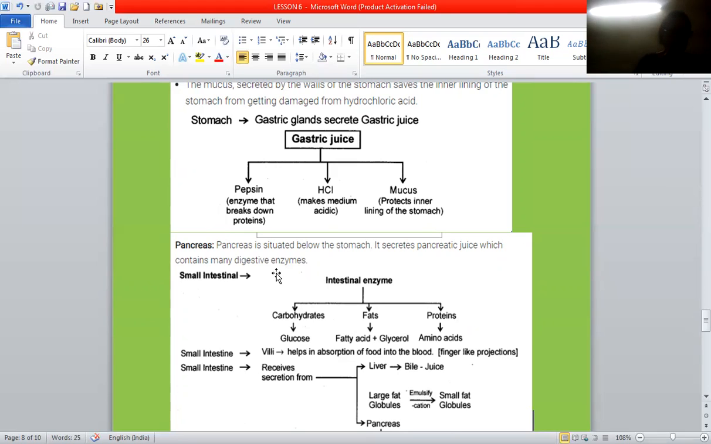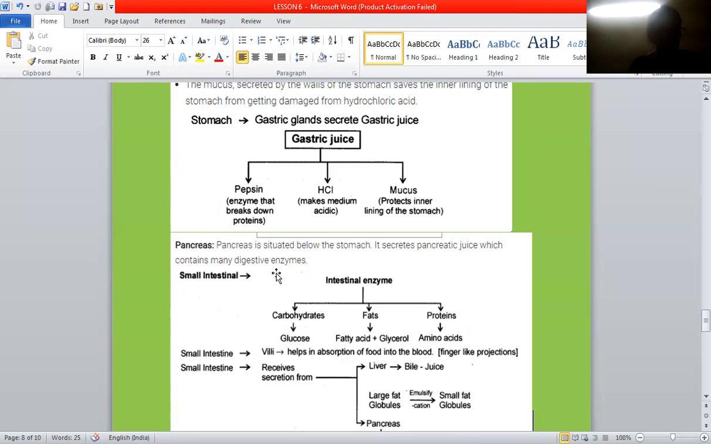As you know, bile juice contains pigments, bile pigments and bile salts, and their function is emulsification of fat. What is emulsification of fat? Bile salts break down larger fat globules into smaller globules to make their digestion easier. This is termed emulsification of fat.